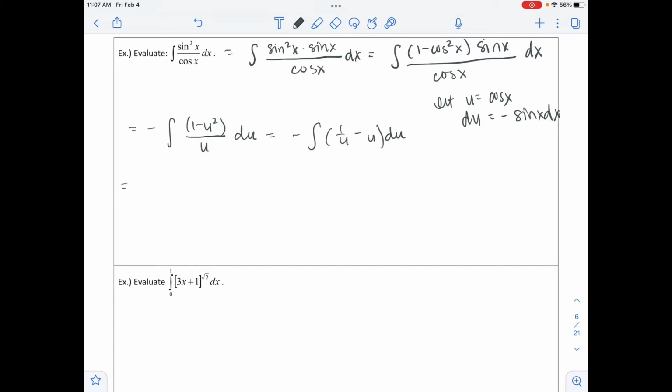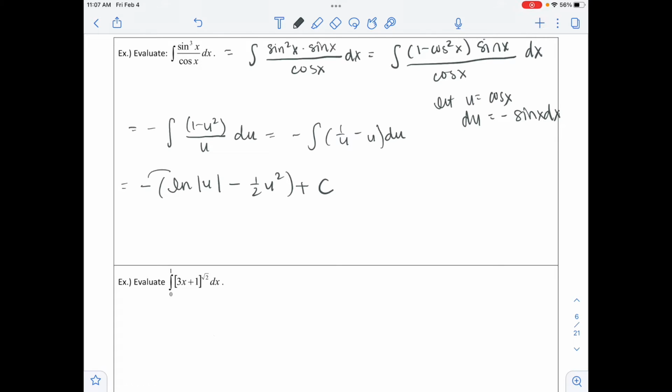From here, I can easily integrate this. I can also deal with the negative now or later. I will just leave it out in front, but you can definitely distribute it through. So I'm going to have negative, the integral of 1 over u du, which is the natural log of the absolute value of u. And then I have minus 1/2 u squared. Since it's an indefinite integral, I'm going to put my plus c.